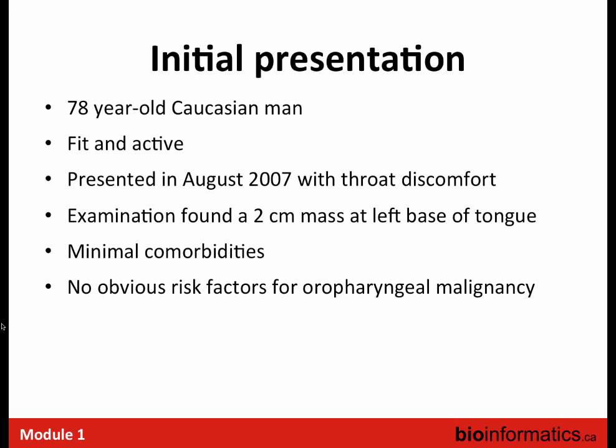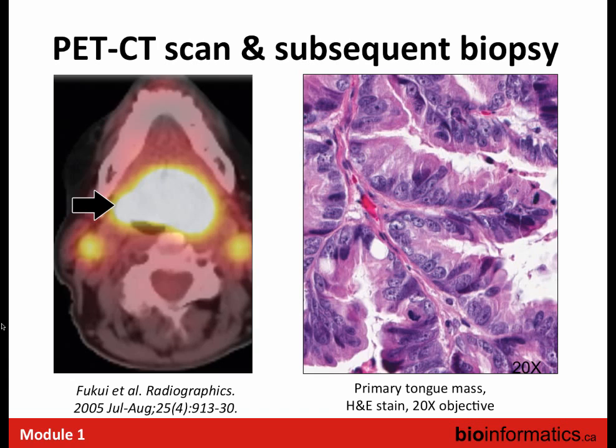So, a 78-year-old man, fit and active, presented in August with throat discomfort, had a mass at the base of the tongue. Really no obvious reason for cancer. A non-smoker, non-drinker, cancer in an elderly man. PET scan and subsequent biopsy. So this is a way to read a PET scan. This is basically a highly metabolically active tumor.